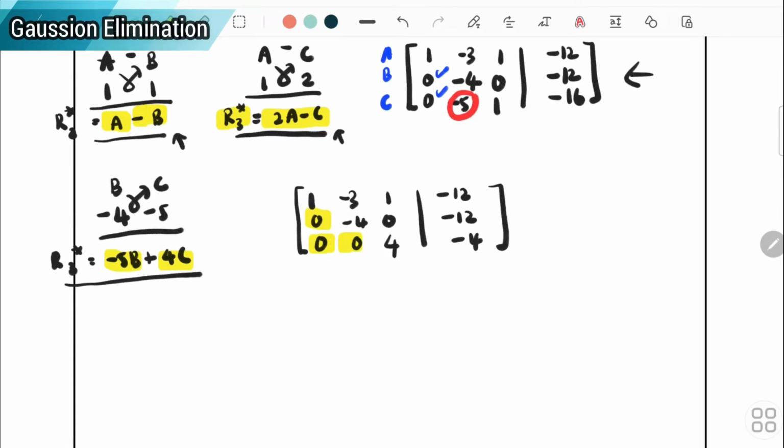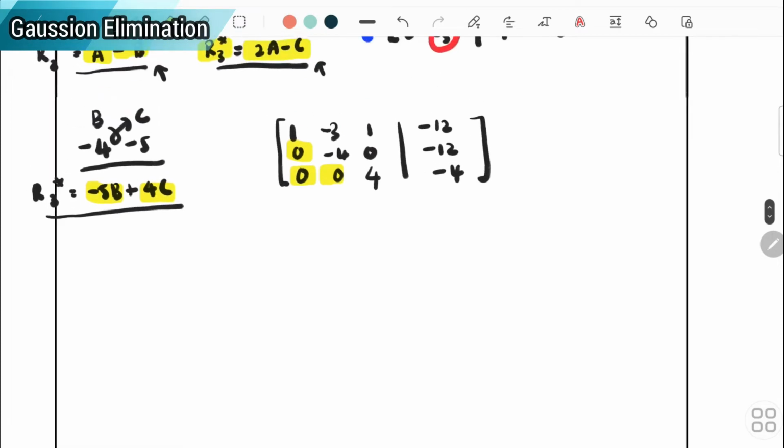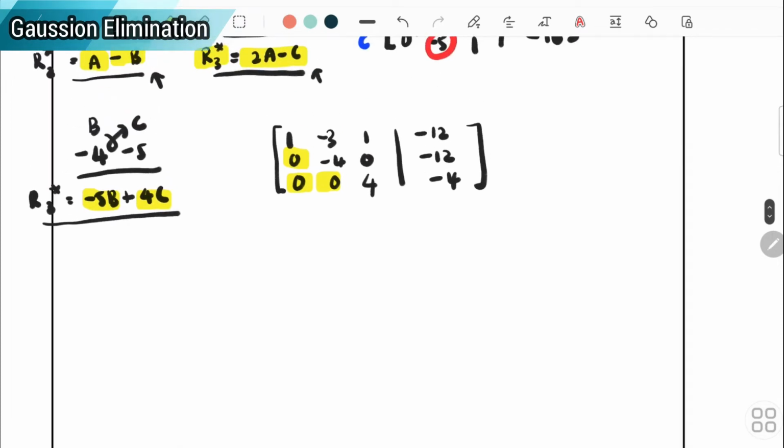So then you stop the process of ERO. Then we proceed with the next step, which is to take out all these elements and form the equations. You just need to rearrange the equations, and then you get x, y, z.